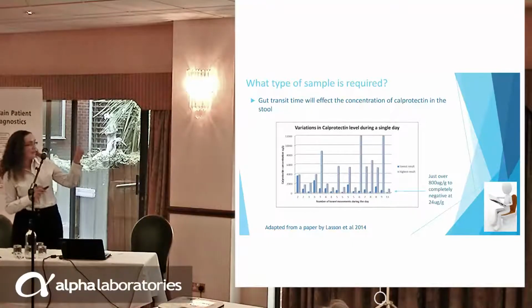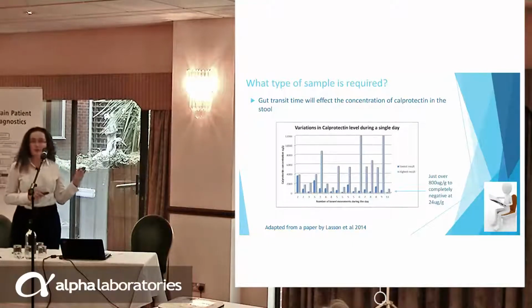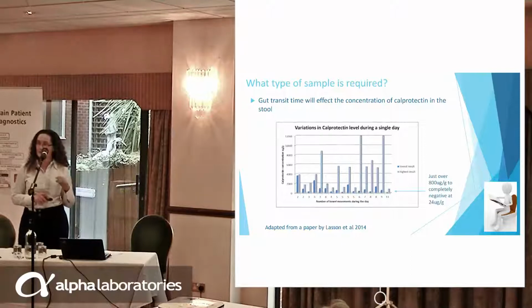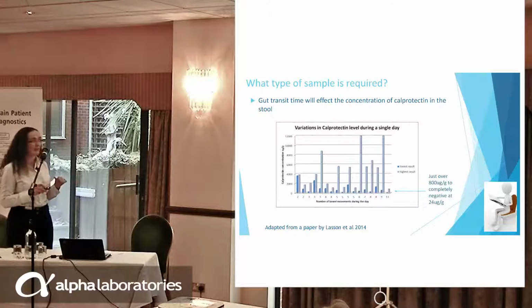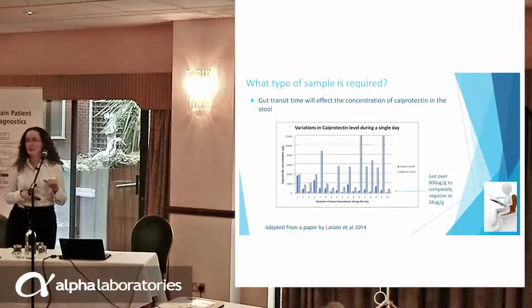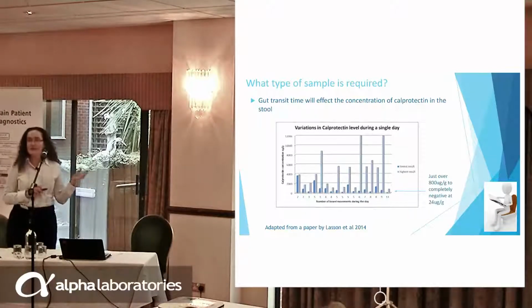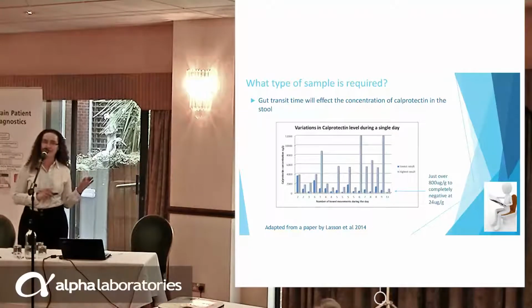The pale blue line is the highest level recorded in that single day, and the dark blue line is the lowest level. As you can see, the difference in the calprotectin levels within a single patient in a single day is extreme. You have up to 12,000 as a high here, going down to probably only 200 or 300 at the bottom. So for these patients who have really, really high calprotectin levels, although the difference is extreme, they do still at least stay positive throughout the day.